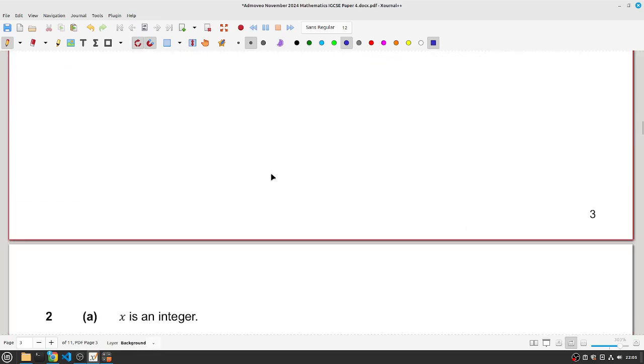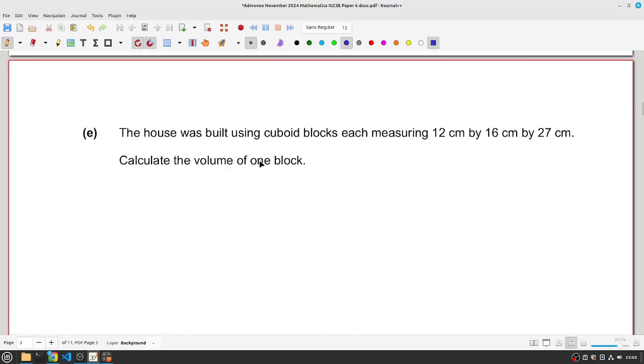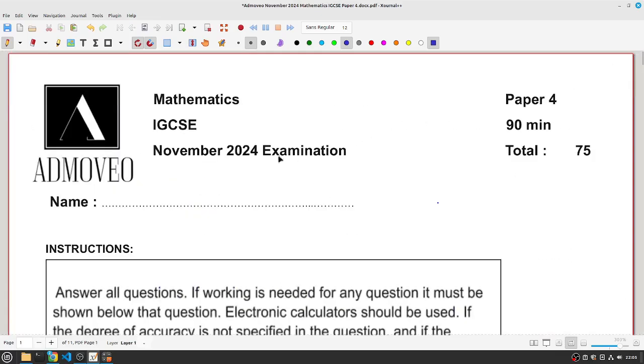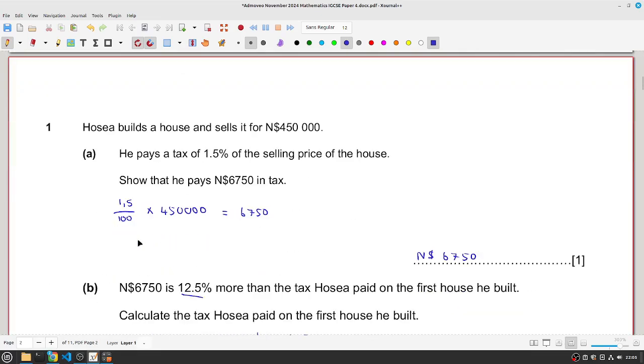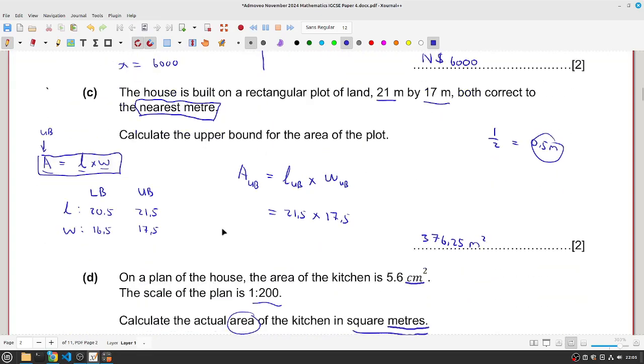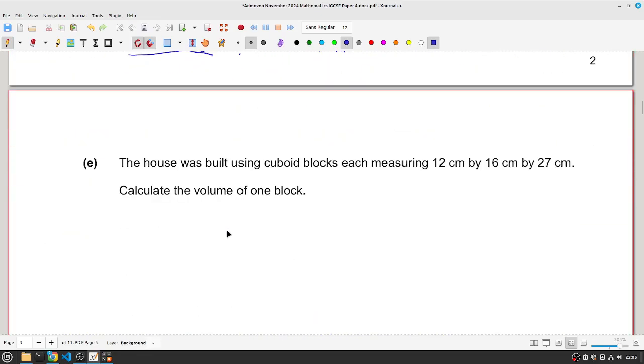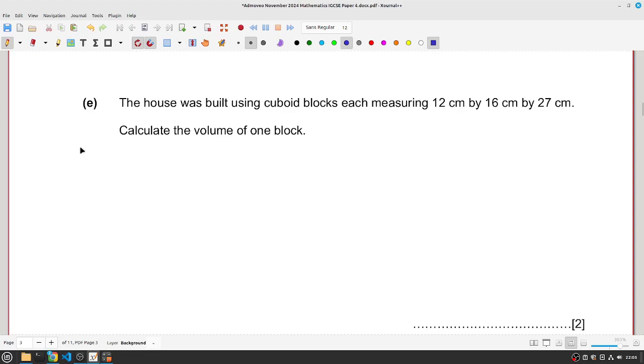Oh, the whole first question takes up quite a bit of space. But that's a common thing with the paper 4 type questions. Let's actually just go to the top. We see here it's paper 4. Paper 4 often has a couple of questions with lots of subparts. Sort of, this is Hosea building a house, and then all the questions are based on that. Give us an idea of how things work in real life, that everything is connected.